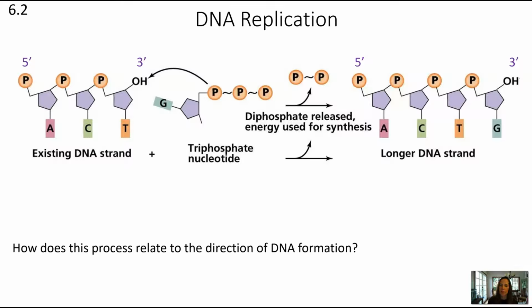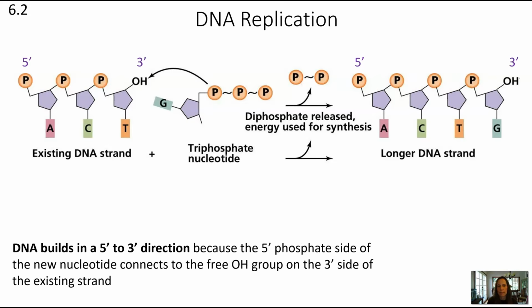So how does this process relate to the direction of DNA formation? Take a look at this, and you notice we've got our strands labeled 5' and 3'. How does the mechanism of adding a new nucleotide relate to this directionality? DNA builds in a 5' to 3' direction, and that's because it's the 5' end of the new nucleotide, where the phosphate is, that connects to the free hydroxyl group on the 3' side of the existing strand.